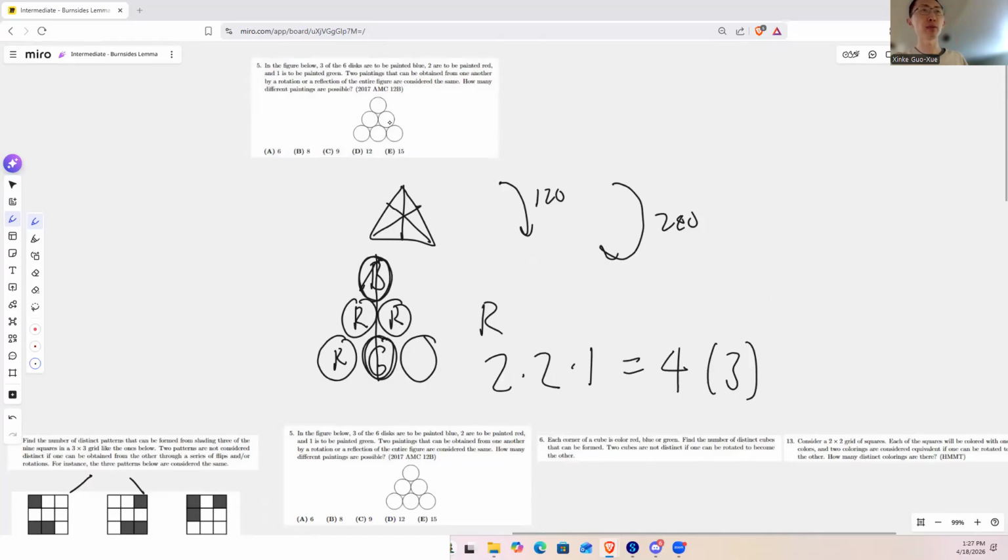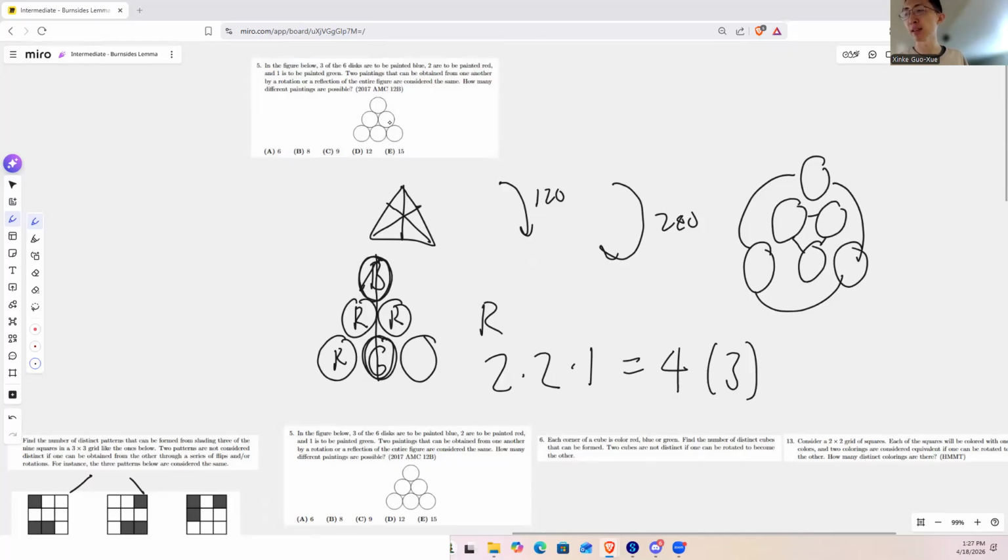With a 120-degree rotation, well, let's think, right? So this square gets sent to here. This is sent to here. This is sent to here. However, this is sent to here. This is sent to here, and this is sent back. So how many choices are there? Well, we only have 1 green. So wherever we place the green, there must be 2 other greens. So this is impossible. Same for the 240-degree rotation. So this is 0.